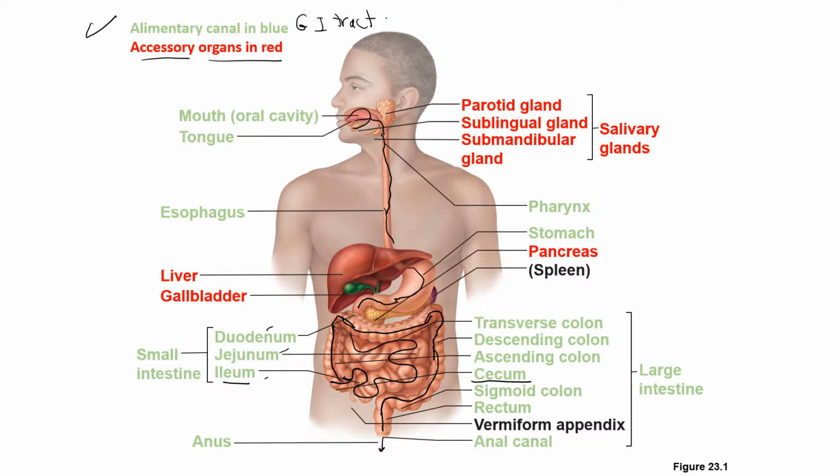Accessory organs are organs that provide secretions that help in the process of digestion. These organs are the salivary glands: parotid, sublingual, and submandibular glands; the liver, which makes bile; the gallbladder, which modifies, concentrates, and delivers bile; and the pancreas, which makes hormones that regulate blood sugar, and digestive enzymes.